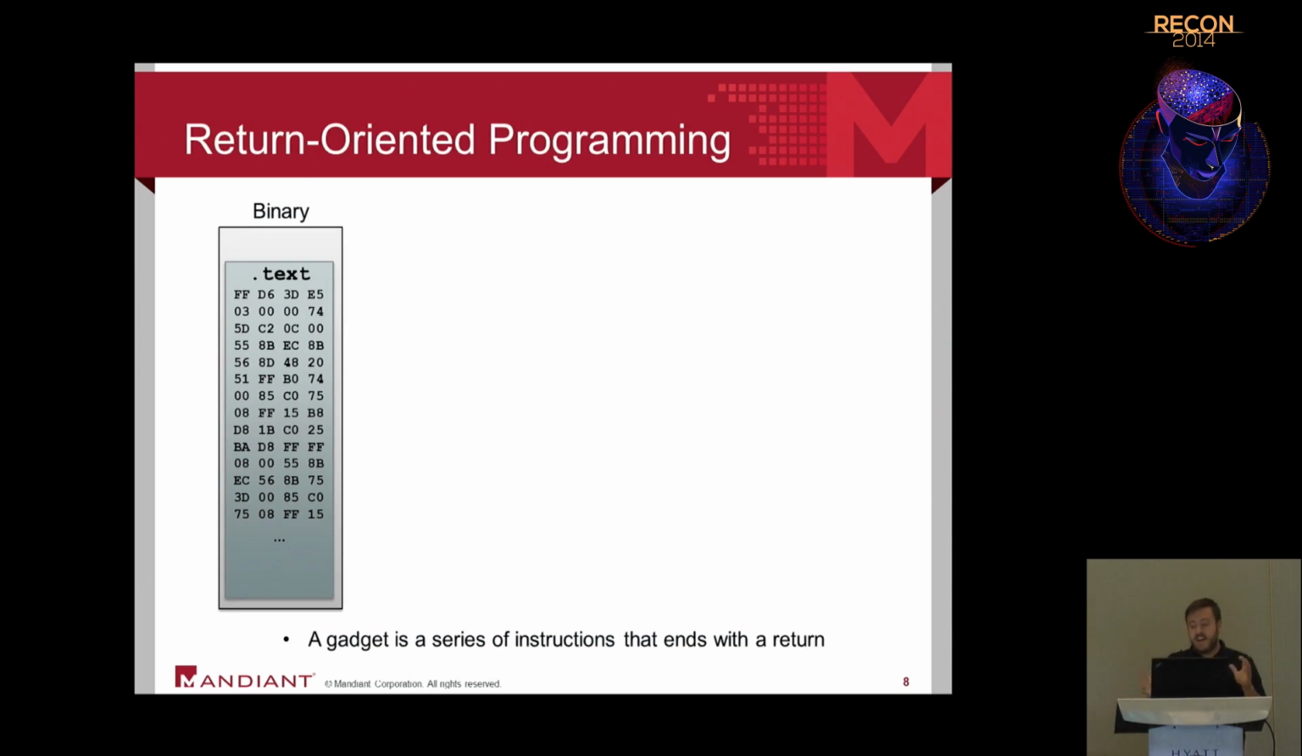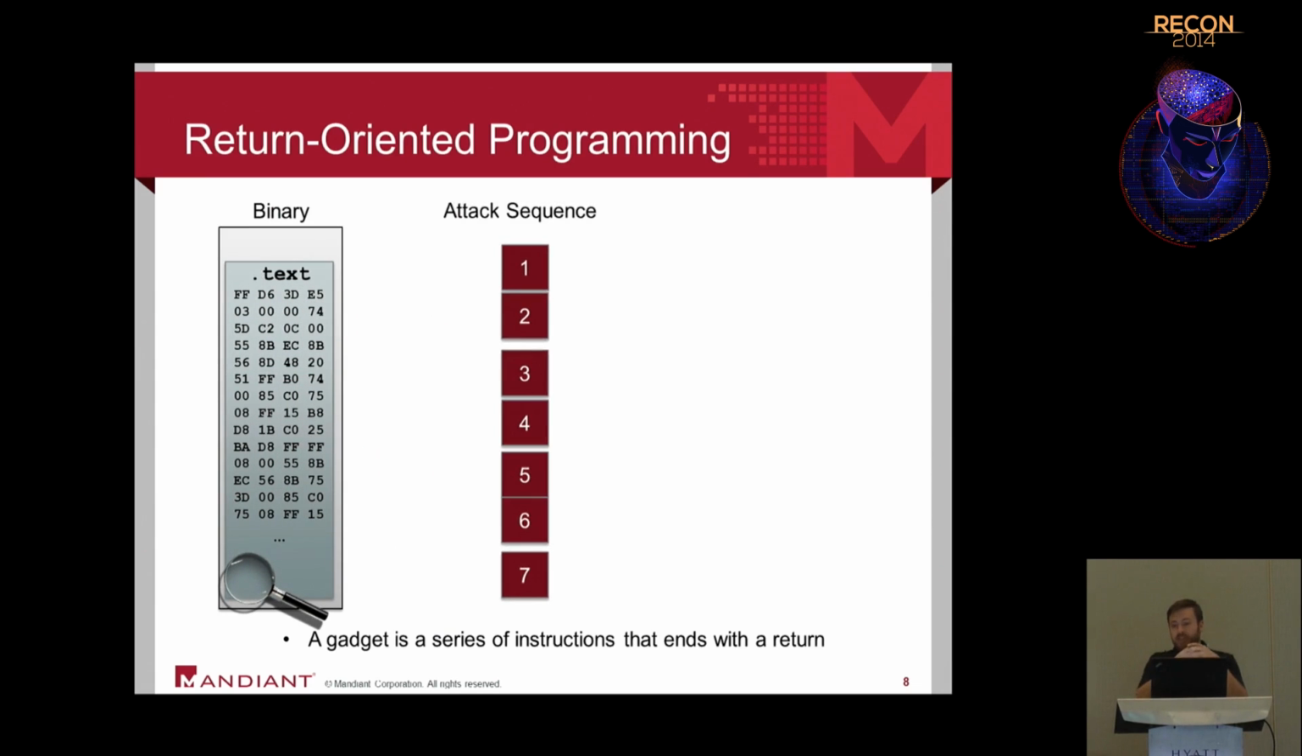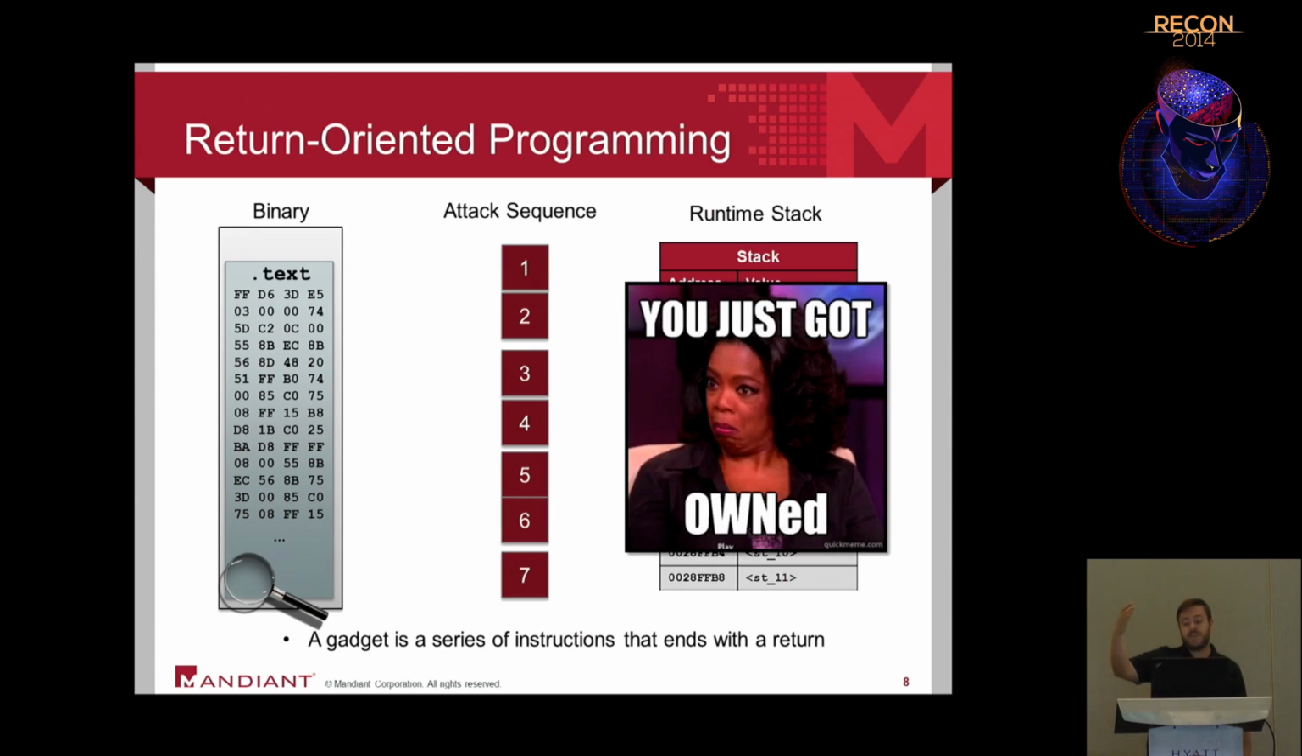So this is the high-level view of how crafting a ROP attack would look. An attacker does his analysis, figures out exactly where these gadgets are in memory, pulls them out, and figures out a sequence of them that he can use to his advantage. Then at runtime, he smashes the stack, pushes the addresses of these gadgets onto the stack, and because they all end with a return, each one will execute in sequence, and then they've accomplished their goal and you're owned.